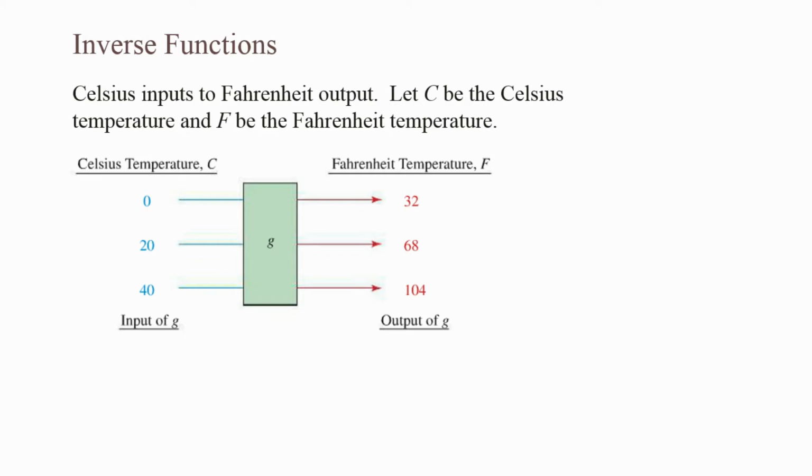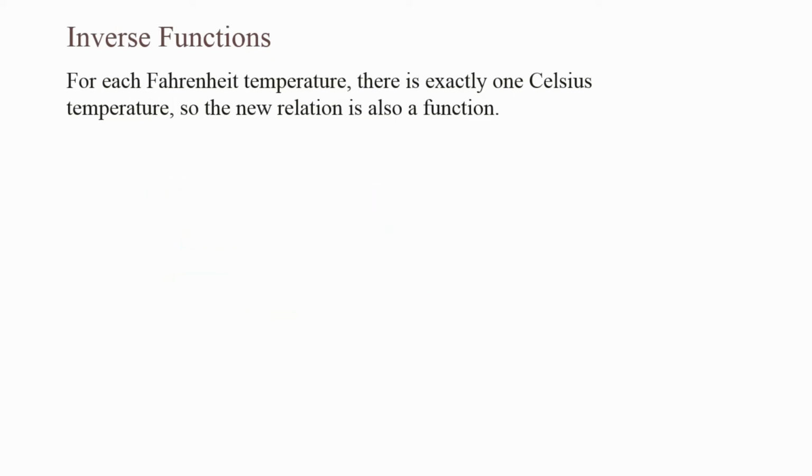Input 20 degrees Celsius, output 68 degrees Fahrenheit. Input 40 degrees Celsius, output 104 degrees Fahrenheit. Inverse functions. For each Fahrenheit temperature, there is exactly one Celsius temperature, so the new relation is also a function.